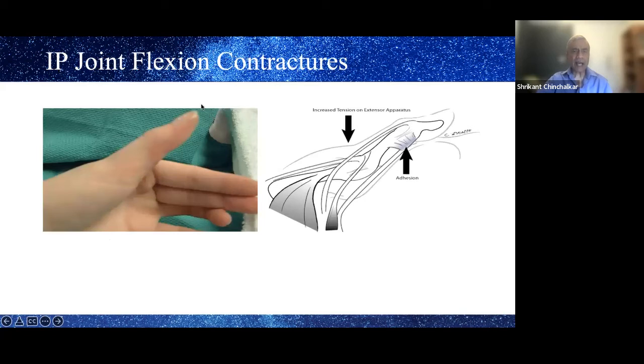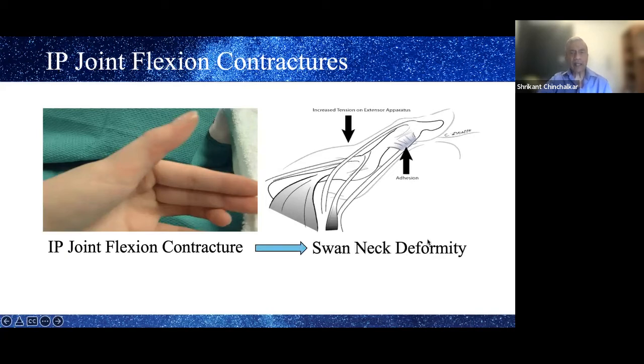So we have seen that IP joint flexion contracture of the thumb leads to secondary swan neck deformity. So this is something that we need to prevent at any cost right from the beginning. Because if the person has a secondary swan neck deformity secondary to IP joint flexion contracture, then that will increase the load on the CMC joint, and prematurely the patient will end up having premature CMC joint arthrosis.